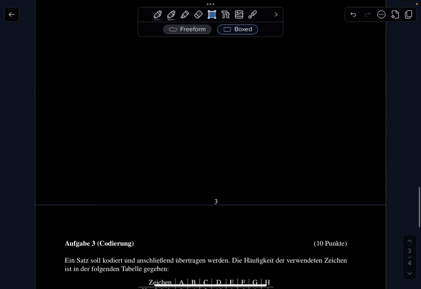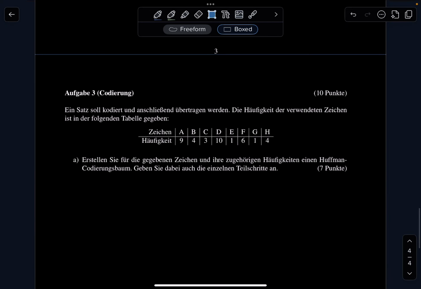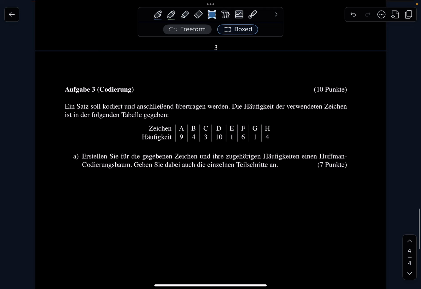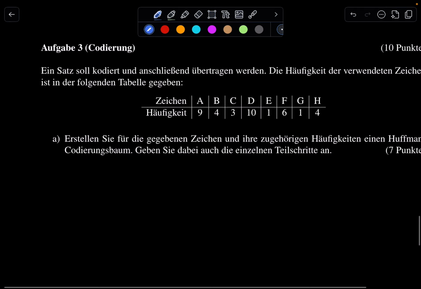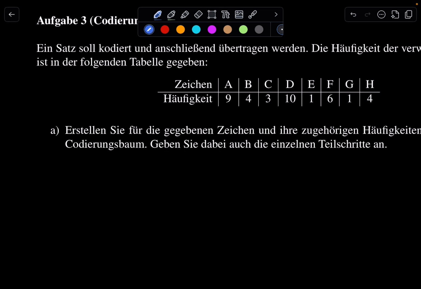Okay, let's see. What do they want from us from here? They're asking us to do this. This is pretty easy. They're asking us to take the following symbols and give them codes. We have to do basically the Huffman thing. So we start by writing the smallest ones.